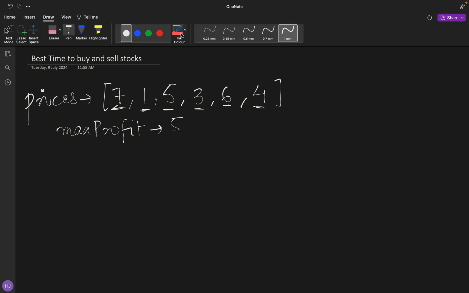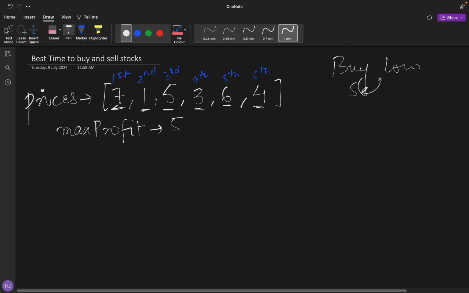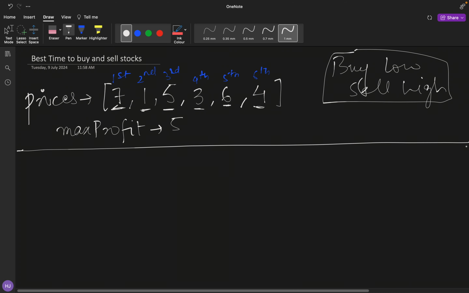Let me just mark something: this is the first day, this is the second day, this is the third, fourth, fifth and sixth. We all know the rule of buying the stock: buy at low and sell at high. That's what we have to implement in this question, but just for one stock. So what can we do?